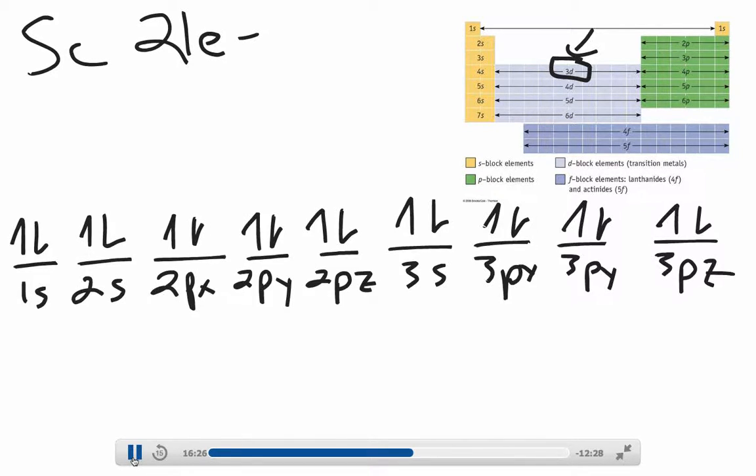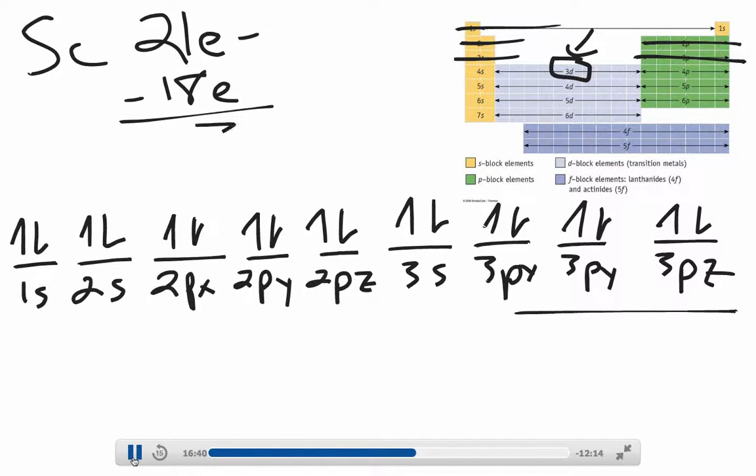So right now I've filled up for scandium through 3pz. So all of our 3p's are filled. So we have 1s, 2s, 2p, 3s, 3p filled. We have used up 18 electrons, so we have 3 left. So we have to go back down here to 4s.